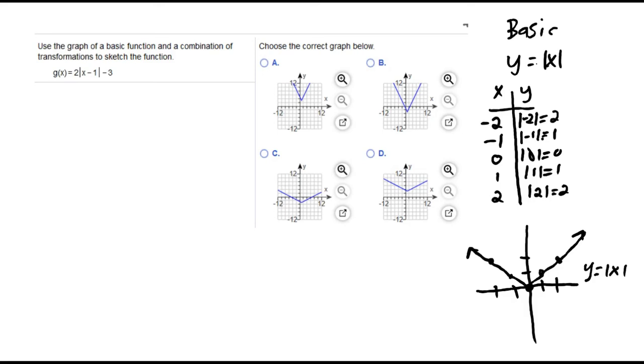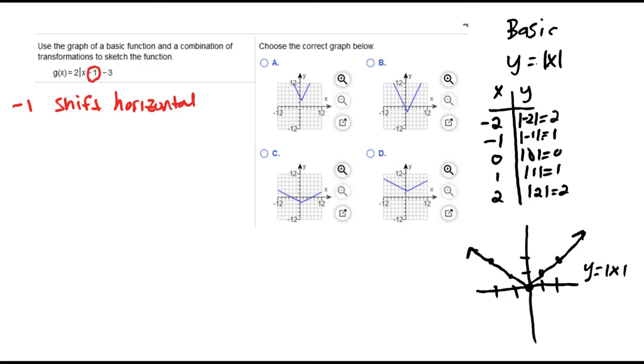And now if we look at our function, we have g of x equals 2 times the absolute value of x minus 1, minus 3. And each one of those, the 2, the -1, and the minus 3, are going to cause transformations, changes to the graph. So let's go one by one. Let's start with the -1. The -1 is, first of all, a shift. I know it's a shift because it has adding and subtracting.